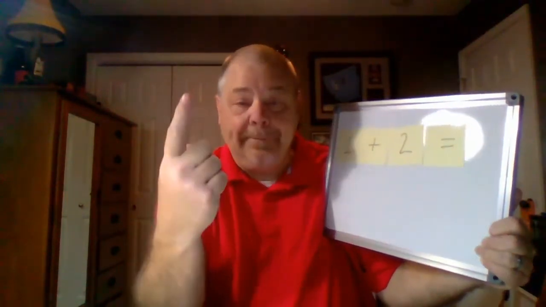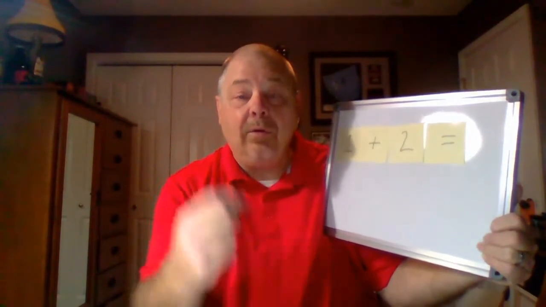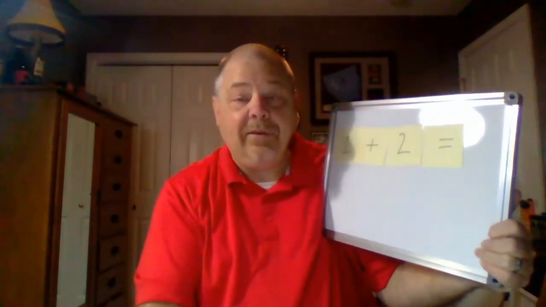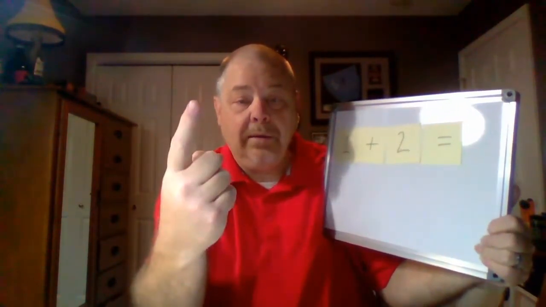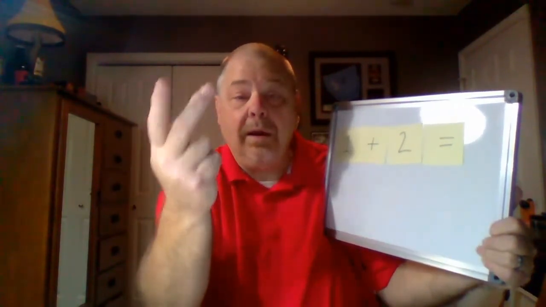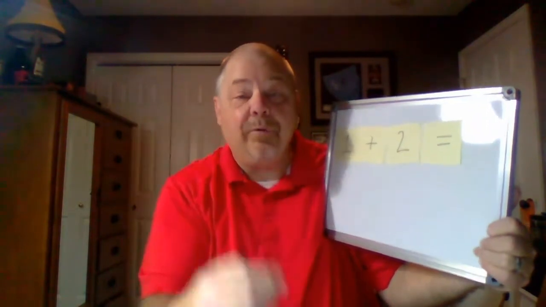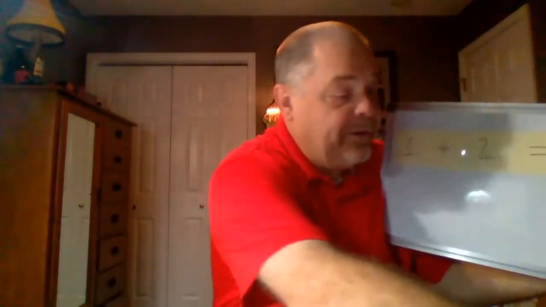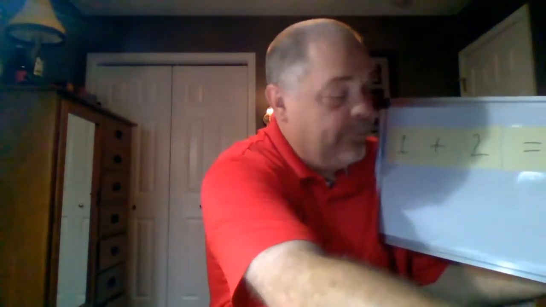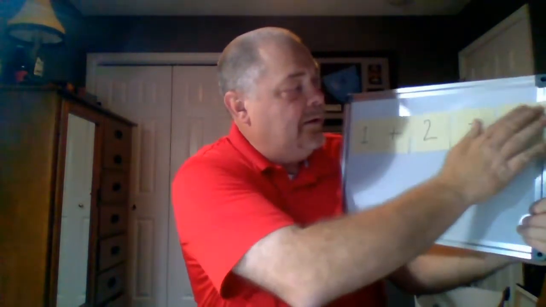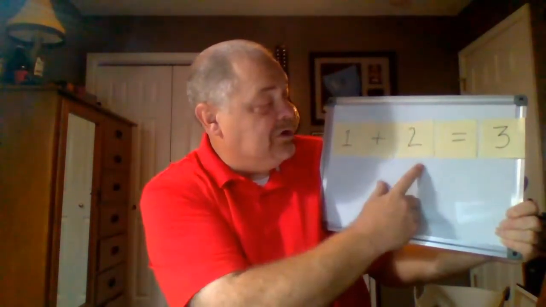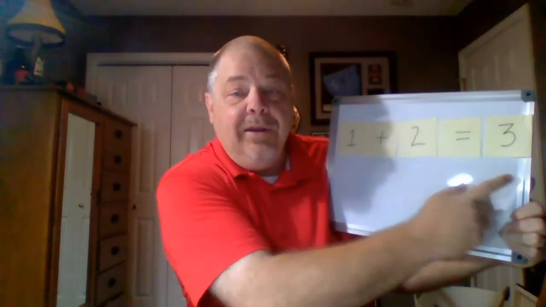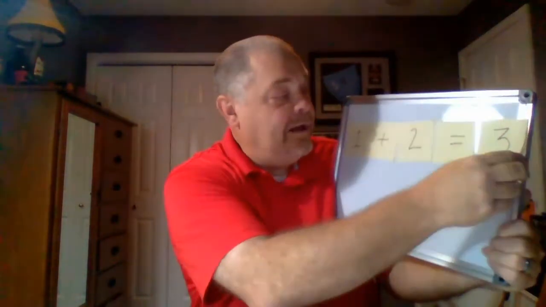So let's start with 1. And then we've got 2. So let's add those together. 1. And then 1, 2. How many fingers am I holding up? 3. That's right. Let's put the 3 there so we know that we have balanced that out. There we go. 1 plus 2 equals 3. Good job. You guys are awesome with this.